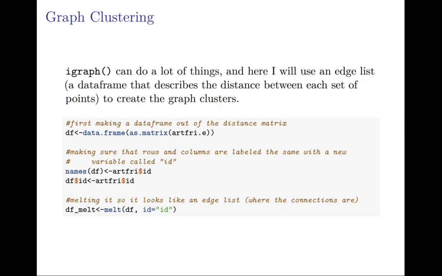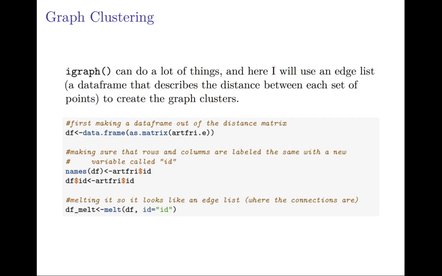First, I made a data frame out of the distance matrix. This is a little bit hacky, but it works, so bear with me. Then I had to make sure that all my rows and columns were labeled with the IDs of the plants so I could keep track of them.